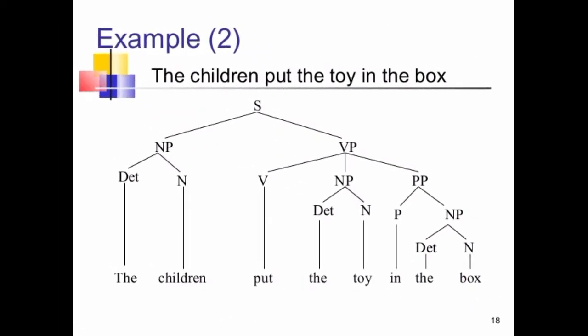Another example: the children put the toy in the box. The as a determiner, children as a noun, become a noun phrase. Put as a verb. The as a determiner, toy as a noun, become a noun phrase. In as a preposition. The as a determiner, box as a noun, become a noun phrase.